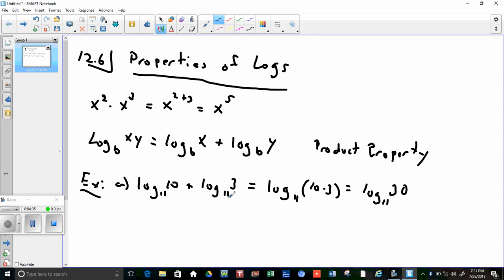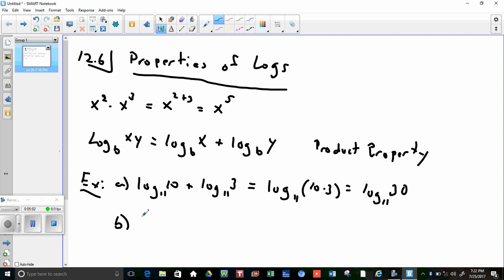Okay, so I took these two logs and put them into one log. It's called condensing logs. The only reason we can do that is because the bases are the same, so we're using the product property to put it into one log base 11. And you multiply the arguments together, because when multiplying things with common bases, you add the exponents, which is what these are.